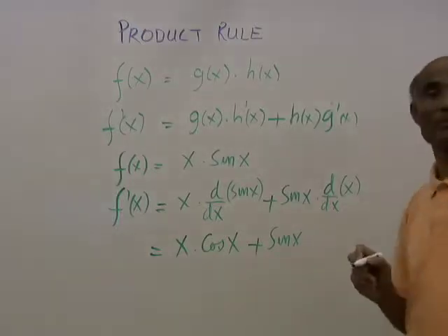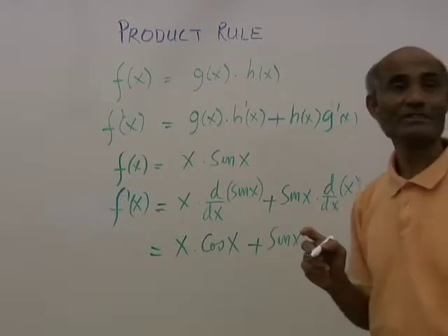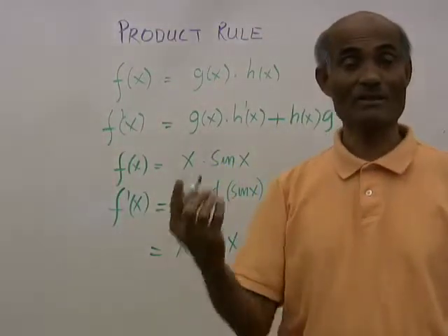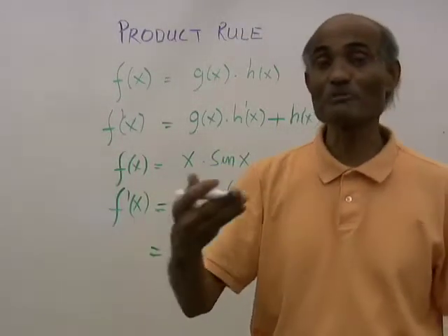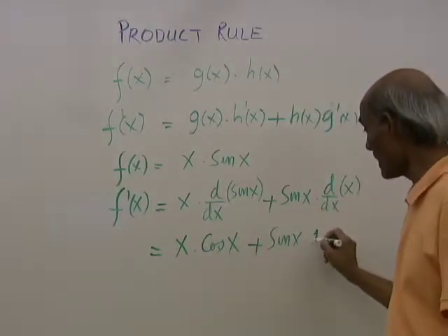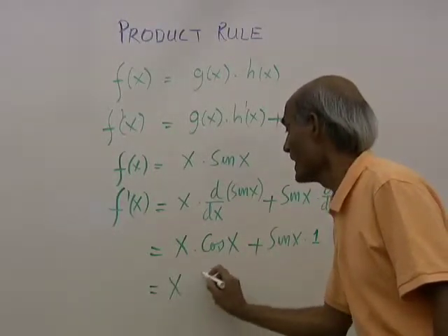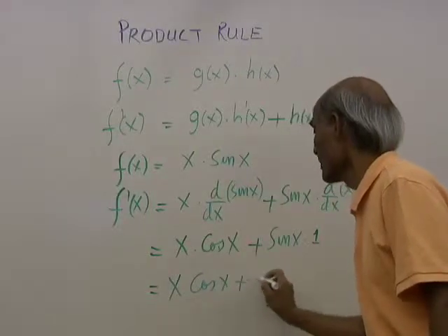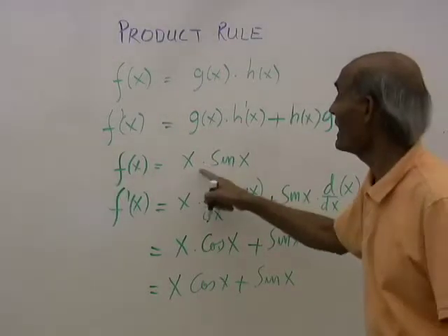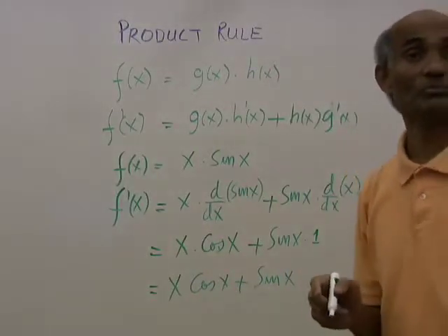sine x multiplied by, what is the derivative of x with respect to x? That'll be 1. The derivative of t with respect to t is 1. The derivative of p with respect to p is 1. The derivative of x with respect to x is 1. So what is our final result? That will be x cosine of x plus sine x. That is the derivative of x sine x. A very simple way of using the product rule.